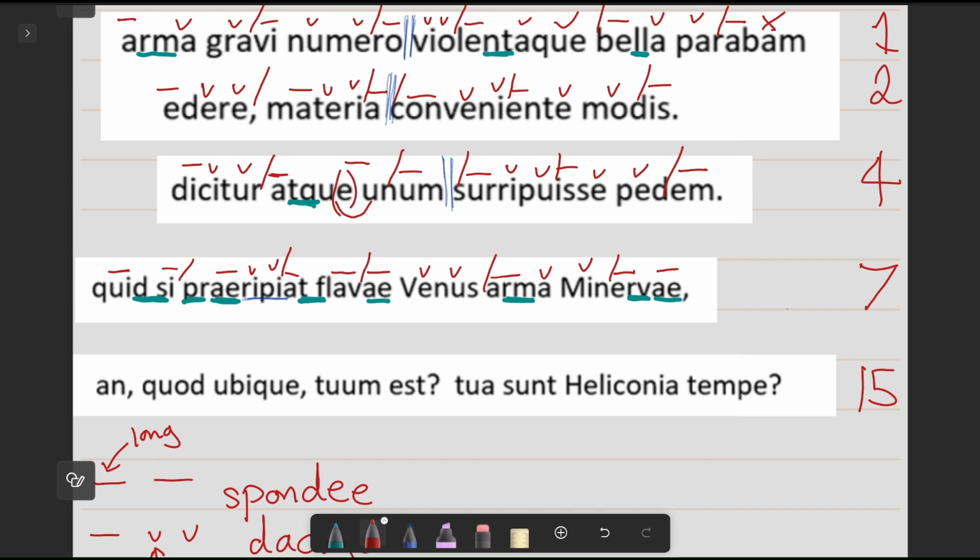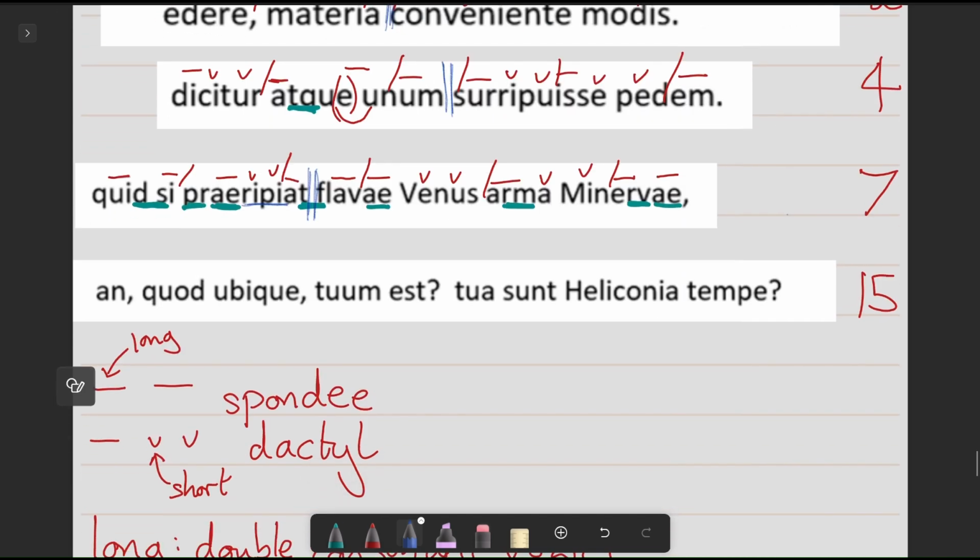Then go at flavae. And that is right. And the caesura is in the 3rd foot here. A masculine caesura. So quid se praeripiat flavae Venus arma Minervae. And it would be sung to music, so I don't have the music. I don't think anyone has the music, sadly. But imagine it with music. Imagine how great it would be.